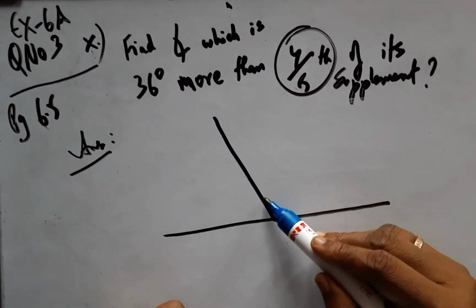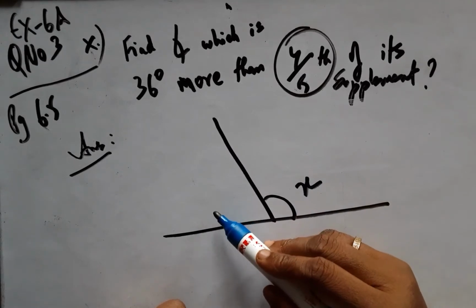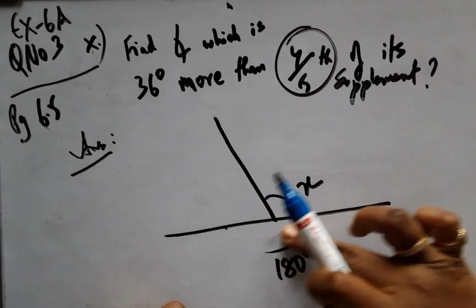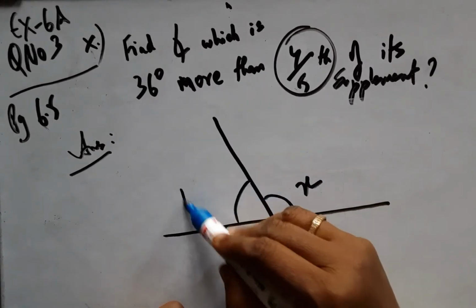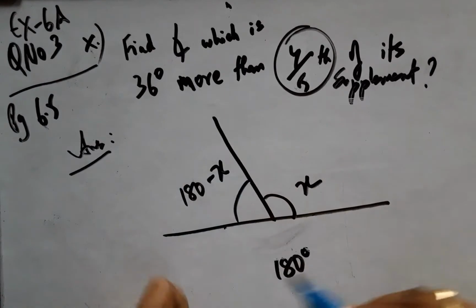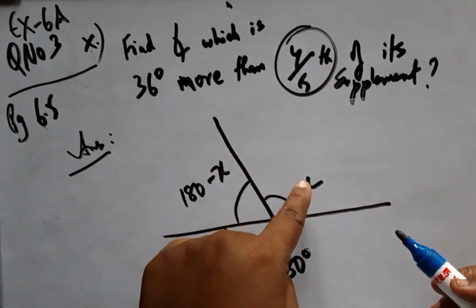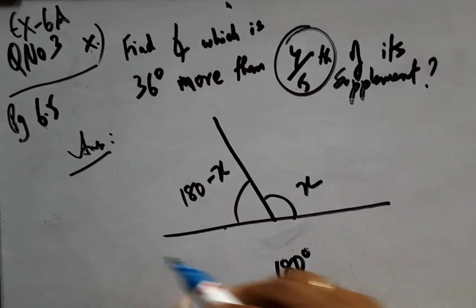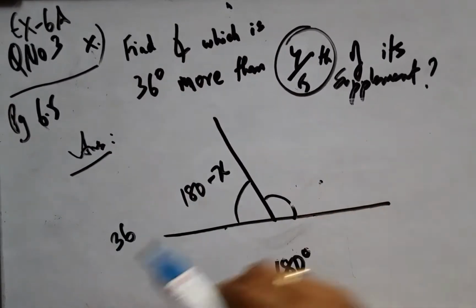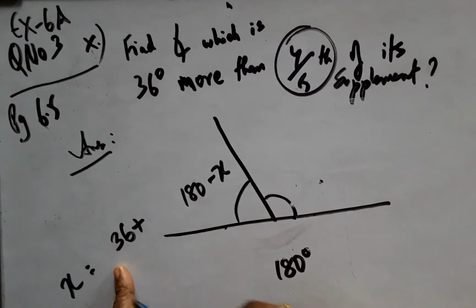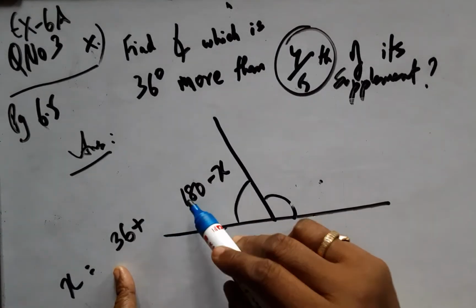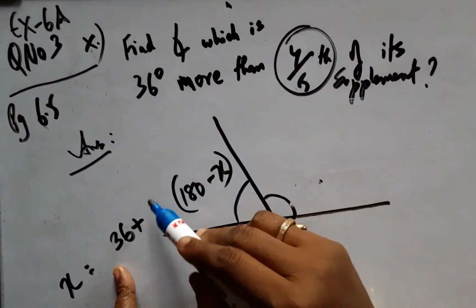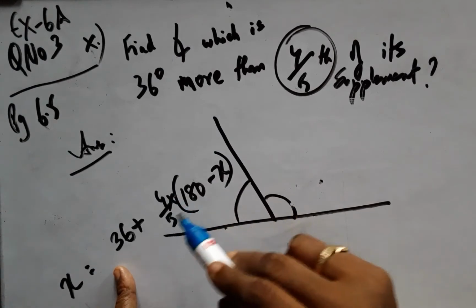One part is x, and the other part is obviously the whole angle being 180 degrees. Therefore this part will be 180 minus x, and as the question goes, x is equal to 36 more than, that is, it is added to, 4/5 of its supplement, which is again 4/5 of this part.